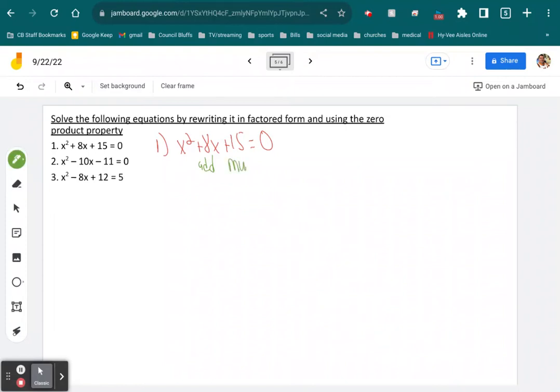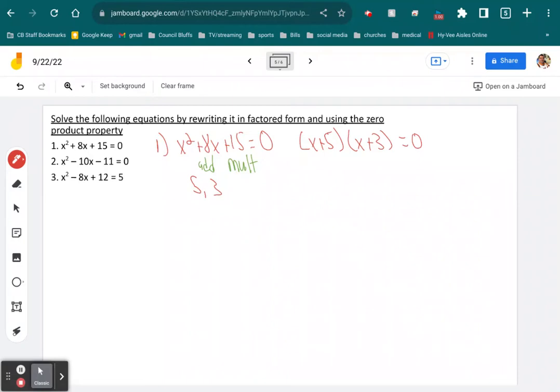So two numbers that add up to 8 and multiply to 15. So what are two numbers that do that? In this case, the two numbers are going to be 5 and 3. 5 plus 3 is 8. 5 times 3 is 15. So my two factors are going to be x plus 5 and x plus 3. And remember, that is still set equal to 0. So that is what we did yesterday.